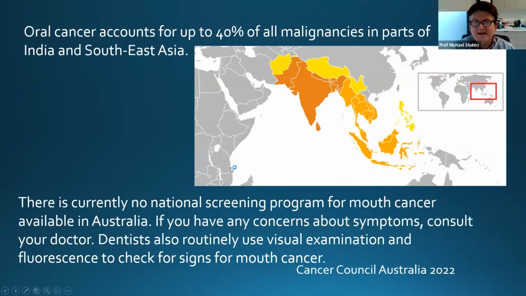And you can see here again, in Australia, for example, being the great multicultural country that we are, we'll probably see as time progresses some of these so-called subcontinent or cultural behaviours, using areca nut and the betel leaf, may become more prevalent in Australia. And it's also interesting that there is currently no national screening program for mouth cancer available in Australia.